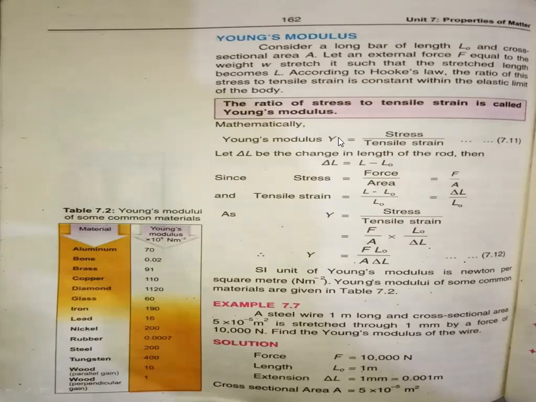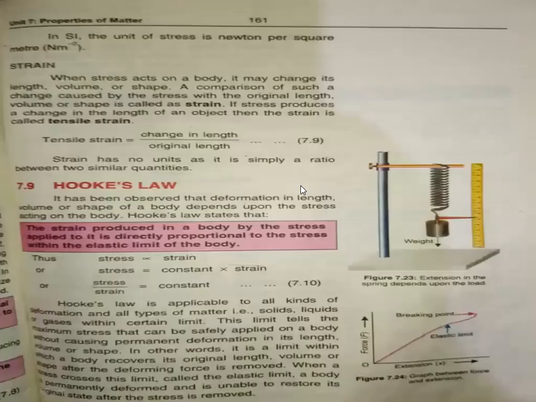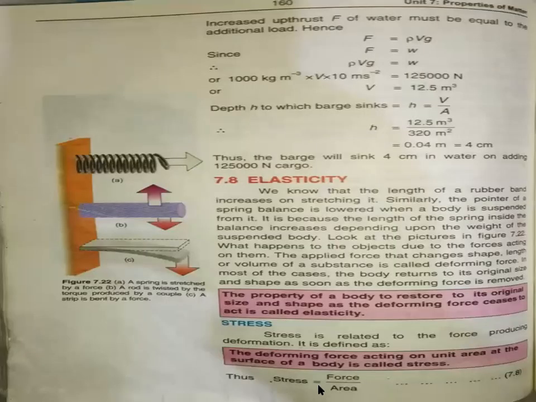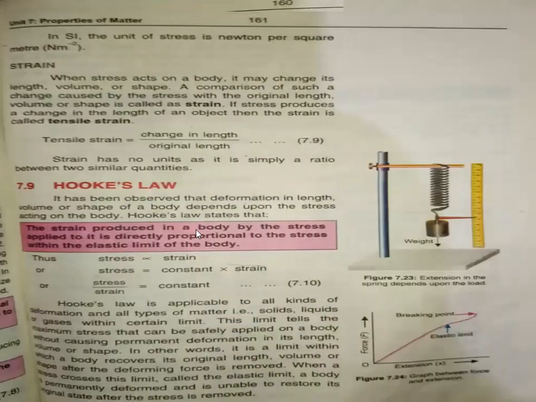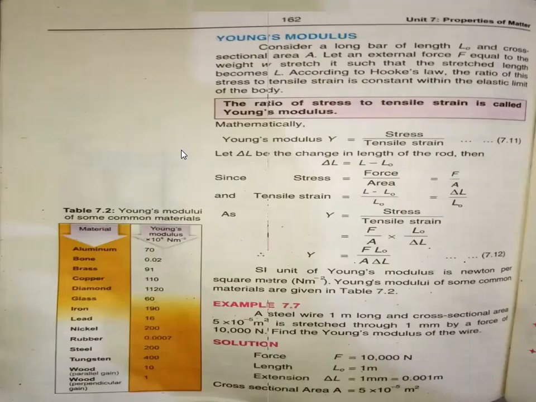So Young's modulus formula is stress divided by strain. First of all, we use the formula of stress. The stress we have discussed in our last lecture. So this is the stress formula. Stress is force per unit area. I'm just putting this value. And the tensile strain is change in length divided by original length. So stress is force per unit area and tensile strain is L minus L naught divided by L naught, change in length divided by the original length.